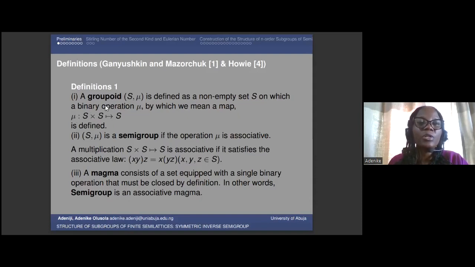And then, if we want to use this to define a semigroup, a semigroup is defined together with the groupoid. The operation mu is associative. That is, a semigroup can as well be called an associative magma, because a magma consists of a set equipped with a single binary operation that must be closed by definition. So these are two ways of defining a semigroup.